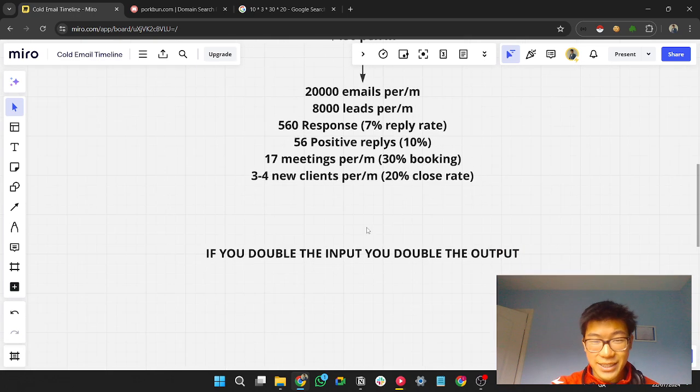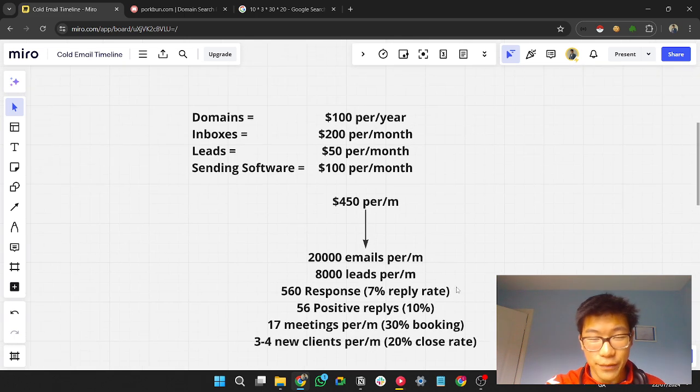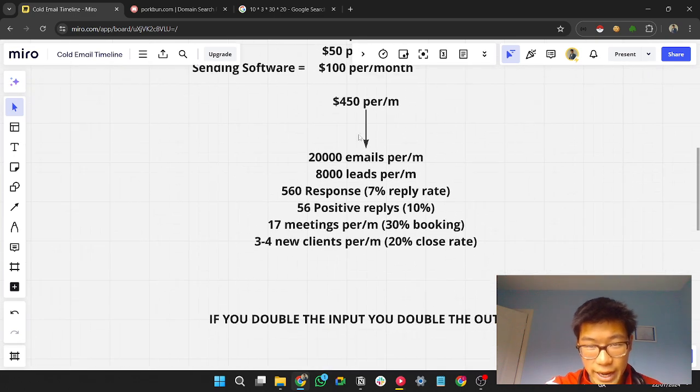And then the best thing is, if you double the input, you double the output. So all you have to do is double everything here, so 900, and then you double this. That means instead of 3 to 4, you're looking at 6 to 8 new clients per month. And that doesn't include the fact that you're going to get better at sales. You're going to figure out better ways of booking people and making them show up. You're going to get better positive replies as you write more emails, and better response rates. You double the input, you double the output.